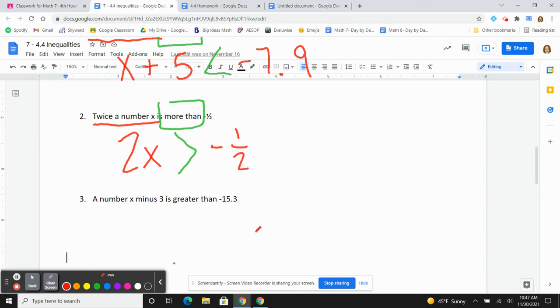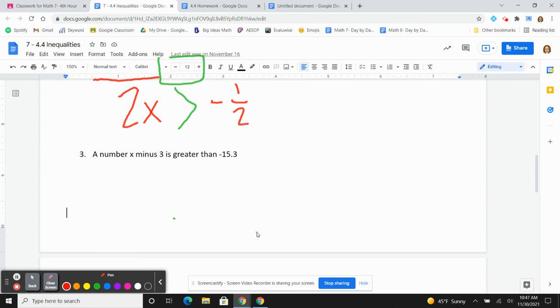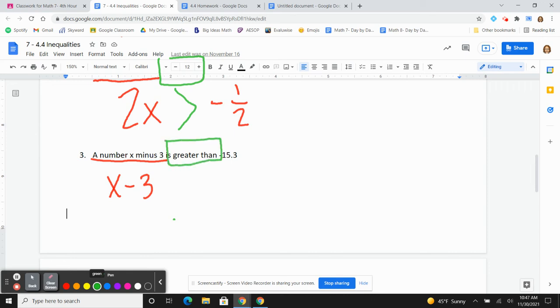And what about 3? A number x minus 3. Loney, how do I write that? X minus 3. Good. Is greater than. Sarah, what sign? Yep, the greater than. So it's going to be eating x plus 3, saying that's bigger. Loney, what's going on the right side?